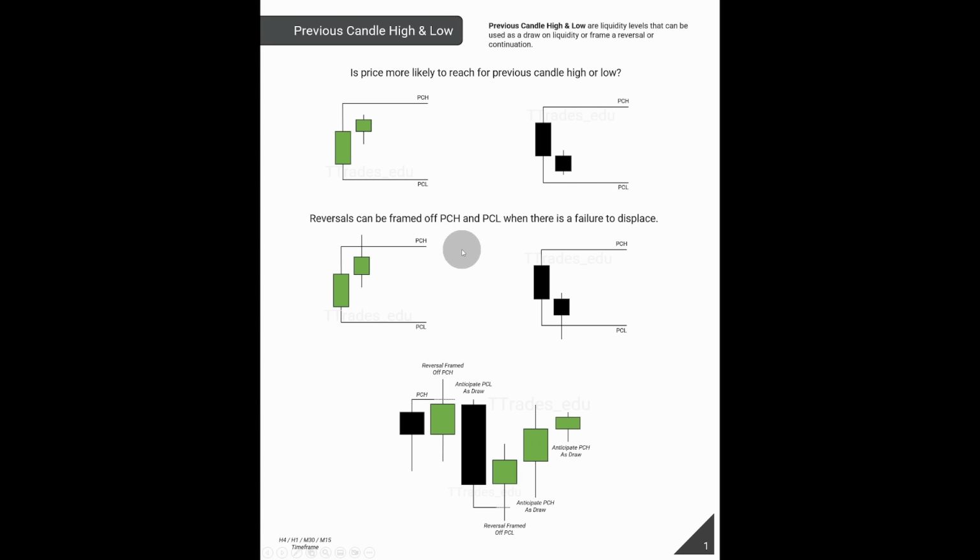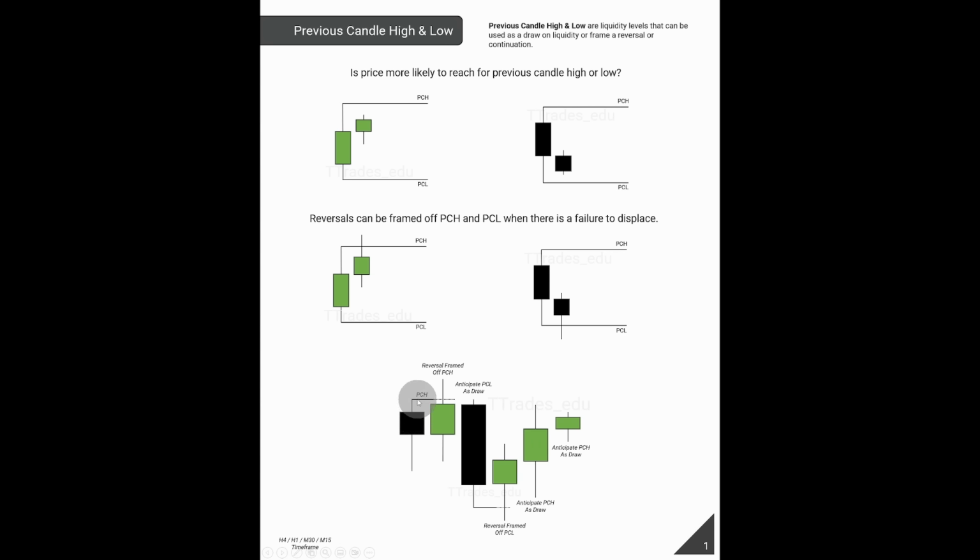Reversals can also be framed off of previous candles' highs and lows. For example, here, price cannot displace out of this range or above previous candle's high, and then we can anticipate price falling back into the range or to reach for the other side of the range, previous candle's low. Similarly, with the bearish example here, price cannot displace or close below previous candle's low. It is likely to come back into the range and a reversal can be framed.